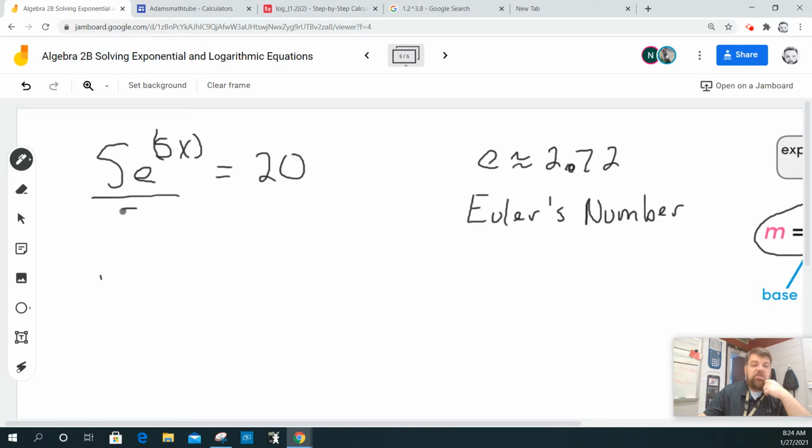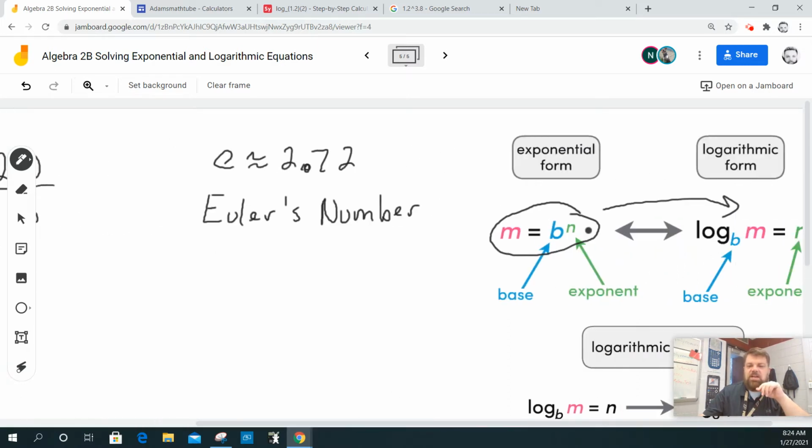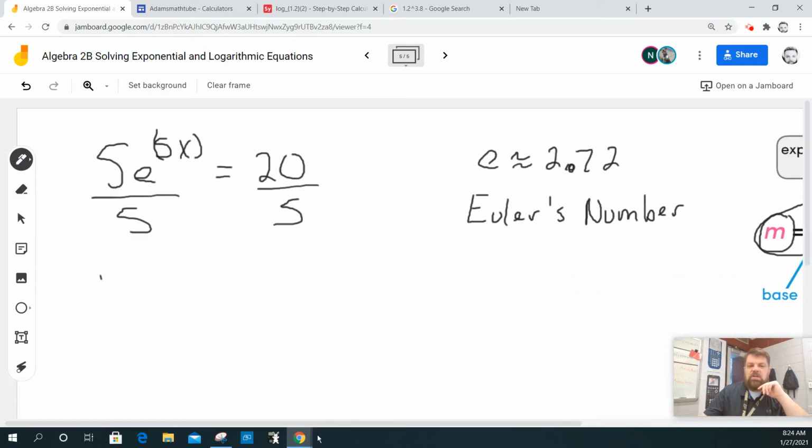I noticed that I can divide by 5 on both sides. So my goal is to kind of figure out a way to get x by itself, sort of, but it's a little different here. So what I'm going to do is move this 5 away from the e, because then I have just a base. I really want to get just the base by itself with the exponent, and then get all the other stuff over here. And then I can convert it to a log. So 5 divided by 5 is 1. 1 times e to the 5x is equal to 20 divided by 5, which is 4.